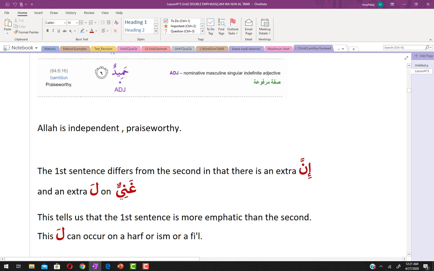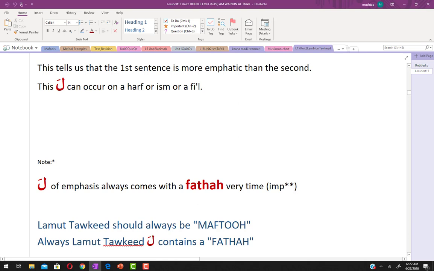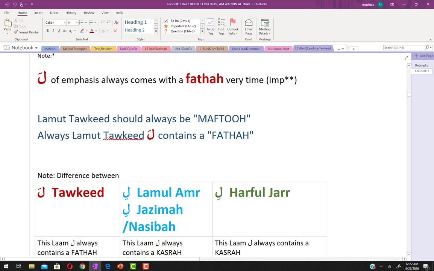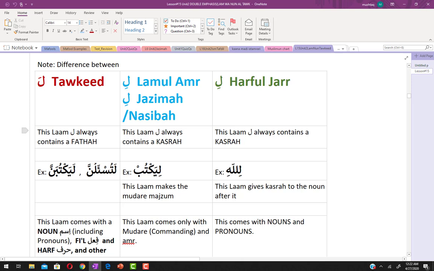This lam tawkeed can occur on a harf, an ism, a fi'l, any particle, and also the pronoun. Lam of emphasis always comes with a fatha. This is very important. How do you differentiate between this lam tawkeed and the other lams? This lam tawkeed should always be maftuh, which means it contains a fatha, like layaktubanna, latusalunna.